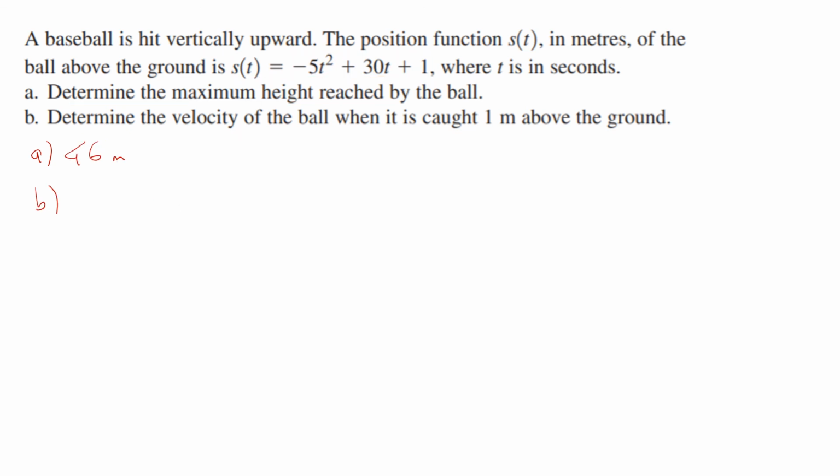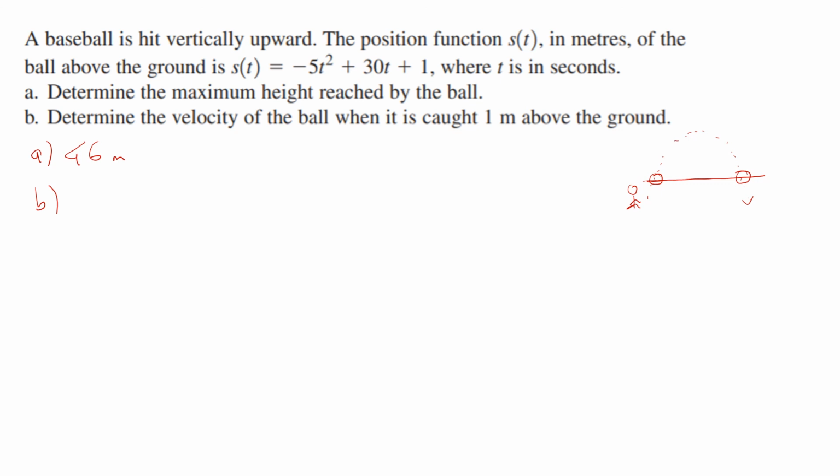The second point is to determine the velocity of the ball when it is caught 1 meter above the ground. If you think about it again, let's say this person threw it and the ball starts to go upwards, and it comes down. That's my position graph, right? So it's just a half circle. Let's say this point is my 1 meter. I see that the ball is at 1 meter above the ground at 2 points, so I'm going to have 2 time values.